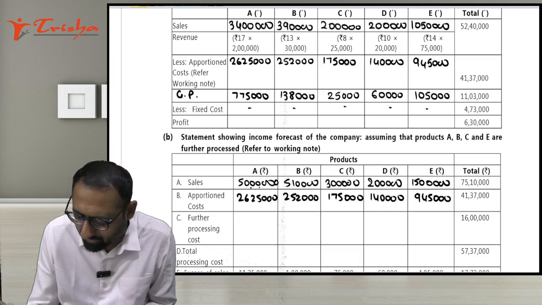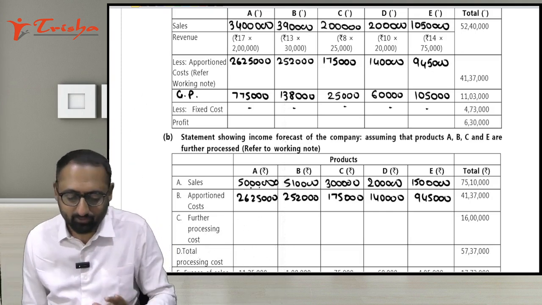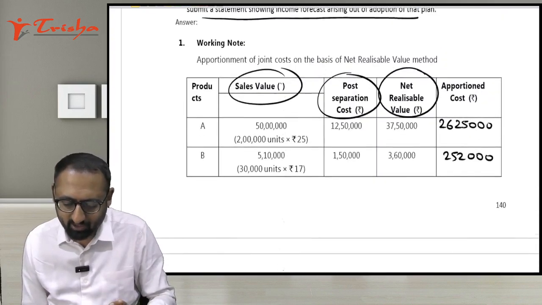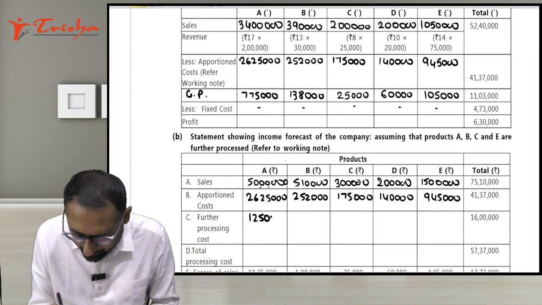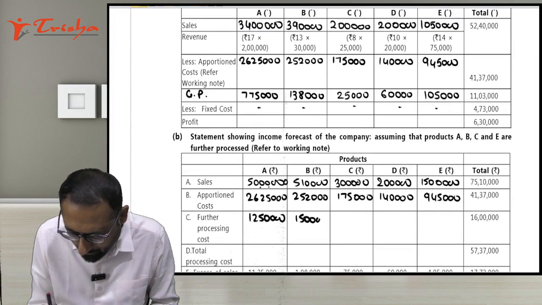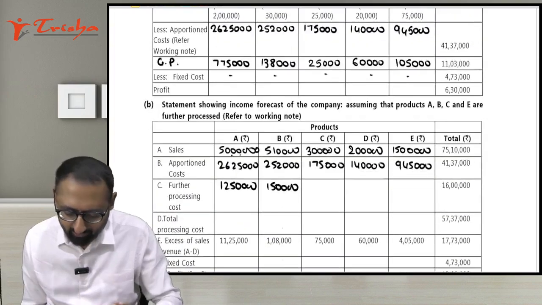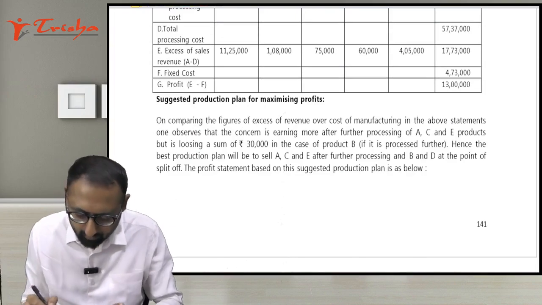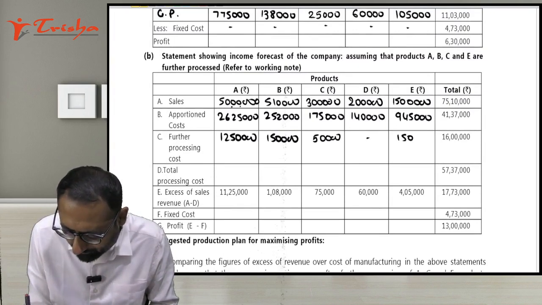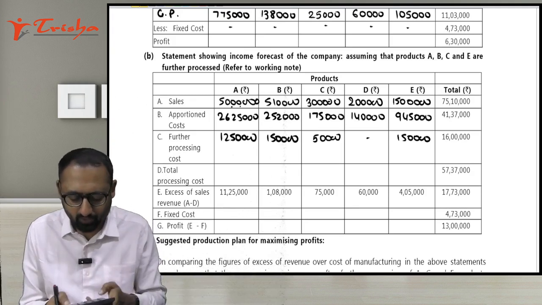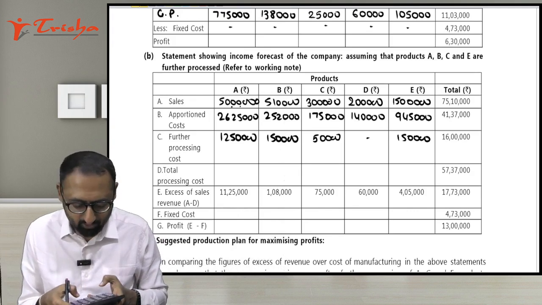Total will be 41,37,000. Minus further processing cost of A, B, C and E. Let's check the further processing cost which is given in the question. 12,50,000, 1,50,000. Then for product C, it will be 50,000 and 1,50,000. I'll check that before I proceed. 12,50,000 plus 1,50,000 plus 50,000 plus 1,50,000. Total comes to 16 lakh.